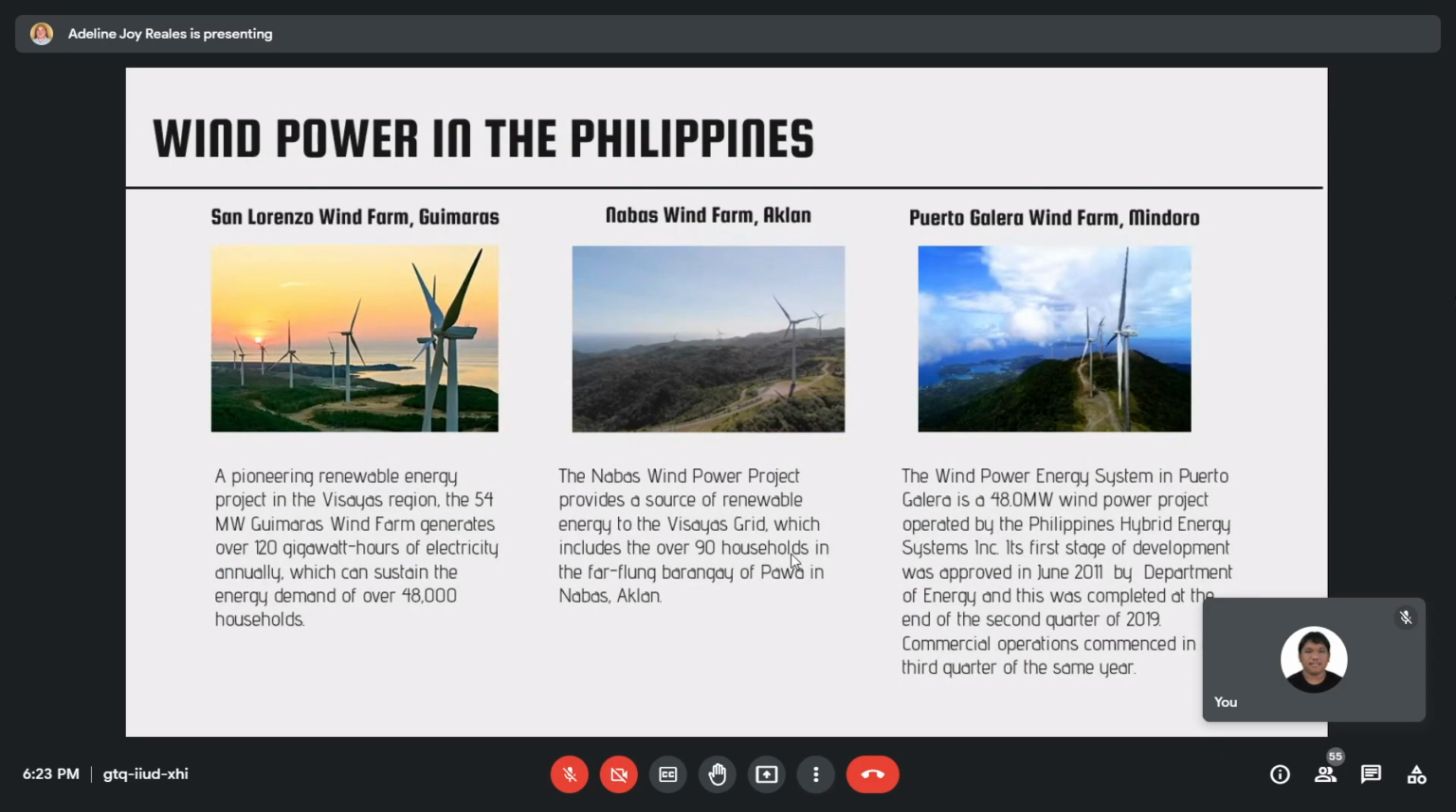Next is the Nabas Wind Farm in Aklan. The Nabas Wind Power Project provides a source of renewable energy to the Visayas grid, which includes the over 90 households in the far-flung barangay of Pawa in Nabas, Aklan.